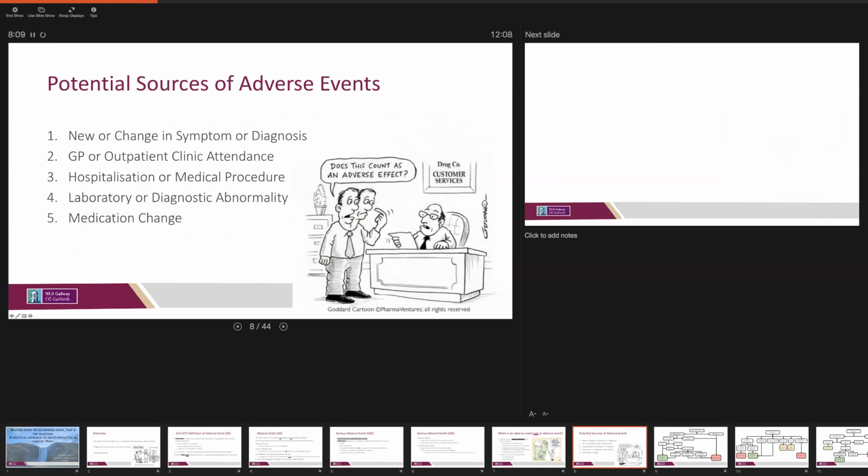So that's as much as I'm going to talk about GCP. I'm going to move into the algorithms that I think are potentially useful for identifying adverse events. So I think the main places or the main circumstances where adverse events occur are these 5.